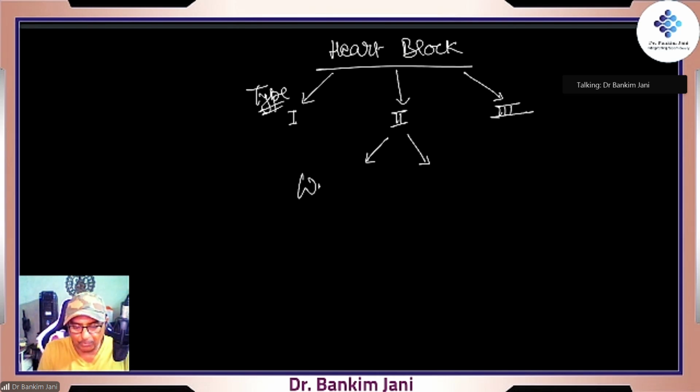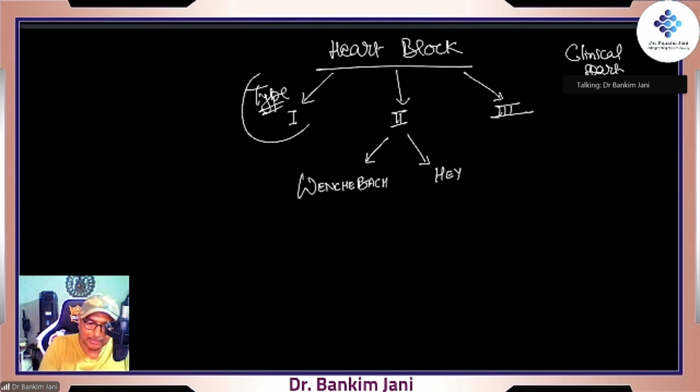Type 2 is once again divided into 2 types. One is called the Wenckebach, and the second one is called the Hay. These are the names of the scientists. So we'll be dealing with 1, 2, 3, and 4, 4 different types of patterns to be identified. Today we'll be taking the clinical part also, so you'll know what is really happening in this particular case.